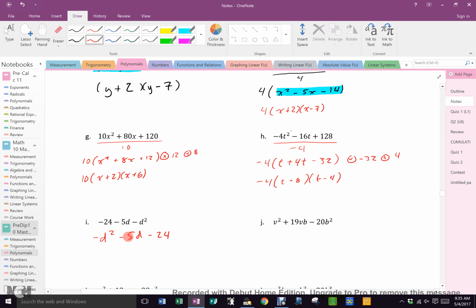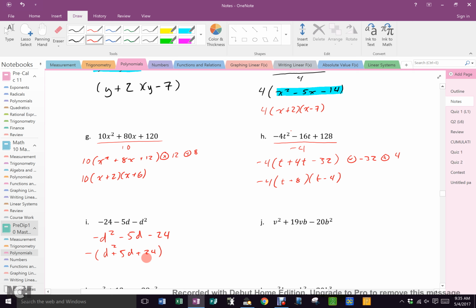So anyway, Tavleen says we're going to take out the negative, which means what happens in here? D squared plus 5d plus 24. Can I factor that? It looks like you can, right? Why? You think 8 and 3. Can you do it?